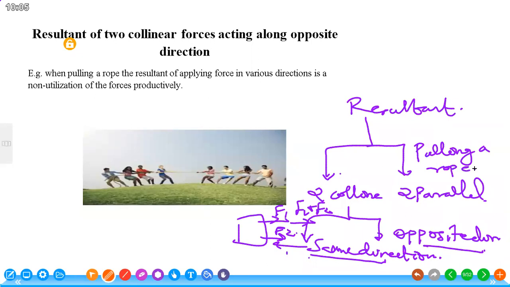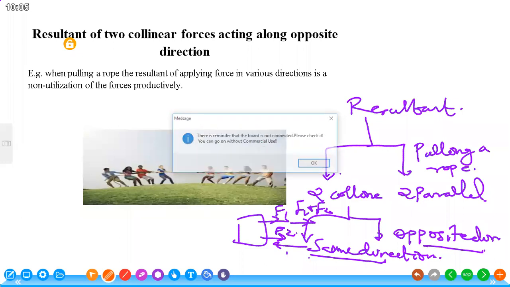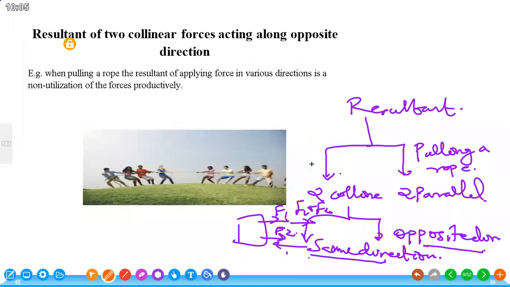Right, this is the figure. Now we are going to understand the figure clearly, to know how two collinear forces act along the opposite direction. Now we take a conclusion. When this is tied, consider all the people applying force. On this side the force is F1, and on the other side F2. Now, when F1 is equal to F2, what conclusion do we take?